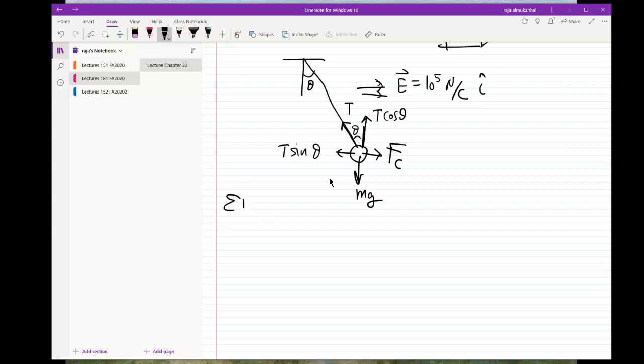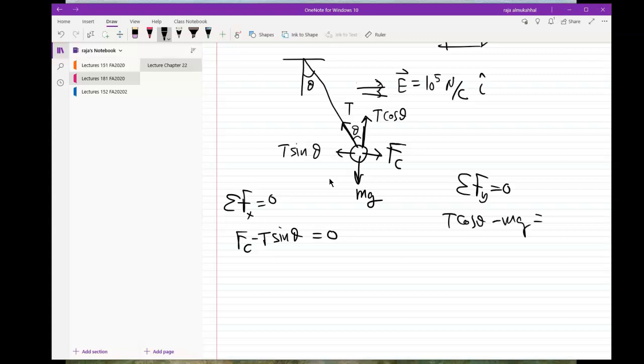So now the sum of the forces in the x direction equals 0, and the sum of the forces in the y direction equals 0. The whole thing is in a static situation. It's not an oscillating pendulum or anything. So in this case, I have F sub c minus T sine theta equals 0, and for the y it is T cosine theta minus mg equals 0.